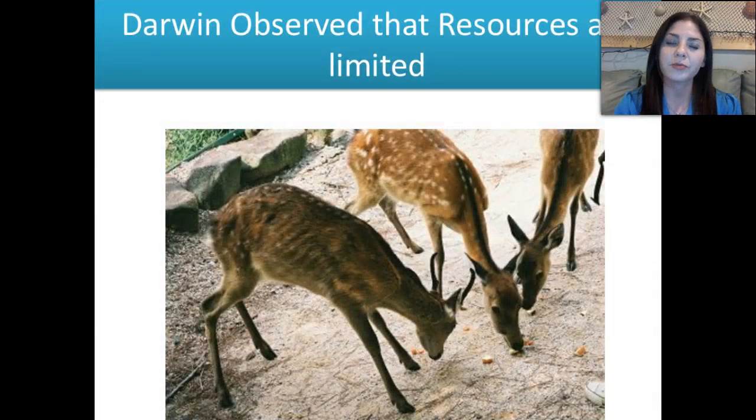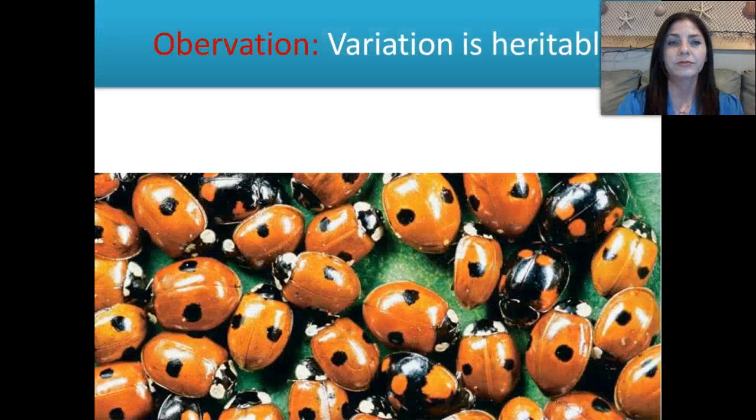So Darwin observed that resources are limited. Like we discussed a little bit earlier, organisms are constantly competing for food, for mates, for space. And those resources that are limited mean that survival of the fittest takes place. There's going to be competition for those resources. He also observed that variation is heritable, meaning that all of these different variations are inherited from the parents. This is why sexual reproduction occurs. We want variations in the traits. We want diversity.